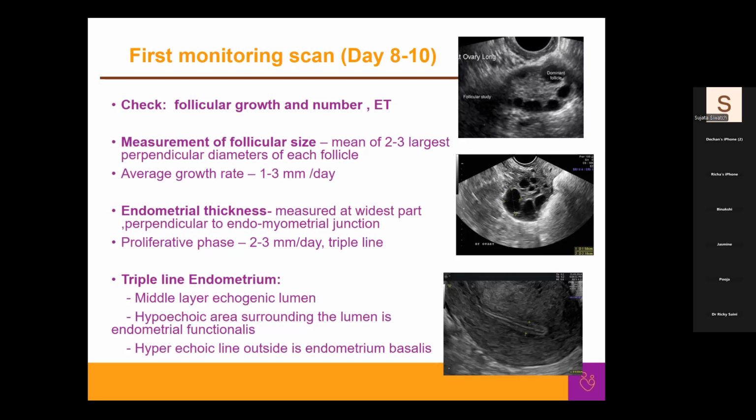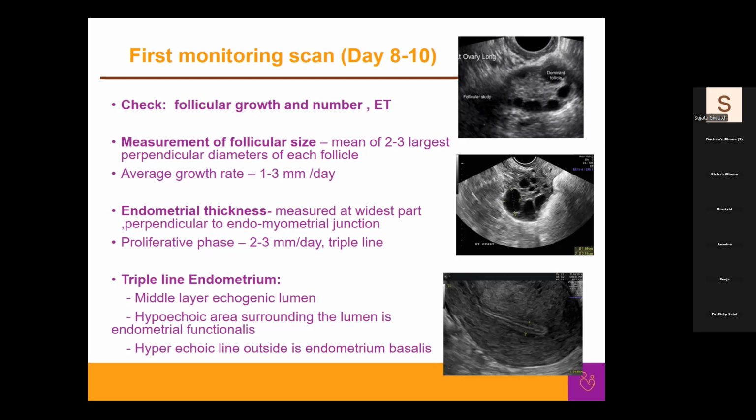Then endometrial thickness, this is measured at the widest part, which is perpendicular to the endomyometrial junction, as we can see in this picture. And in a proliferative phase, the thickness increases at the rate of 2 to 3 millimeter per day, and it should be a triple line endometrium.